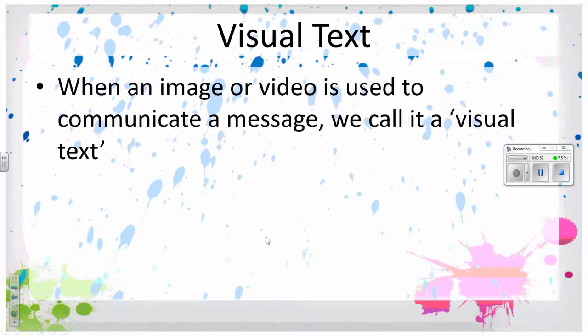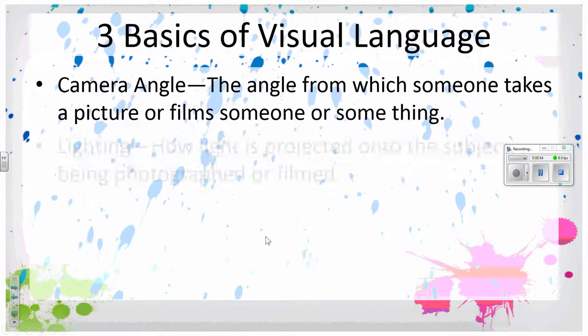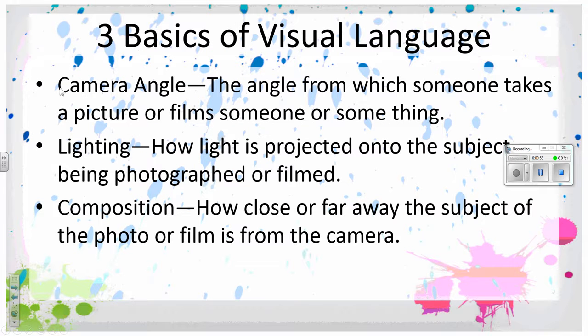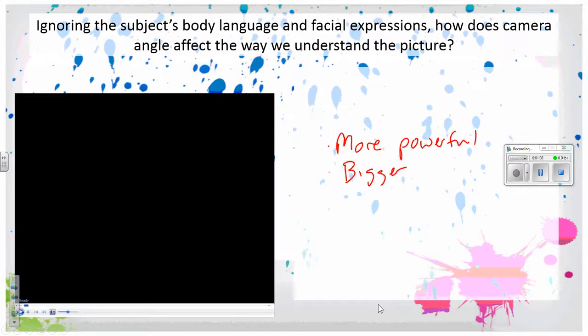And so, as we watched, we figured out there are three different types of visual language, or three basics of visual language. The camera angle, that's how they take the picture. The lighting, how light is used. And the composition, that was the one that's like how near or how far away is it from the subject.